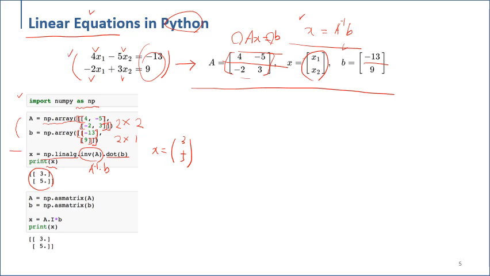In another way, from this step we can also use the NumPy asmatrix function. This asmatrix function converts the NumPy array into a matrix form. So here we don't need to calculate this step. We can just simply calculate A inverse multiplied by B, which gives the same result.